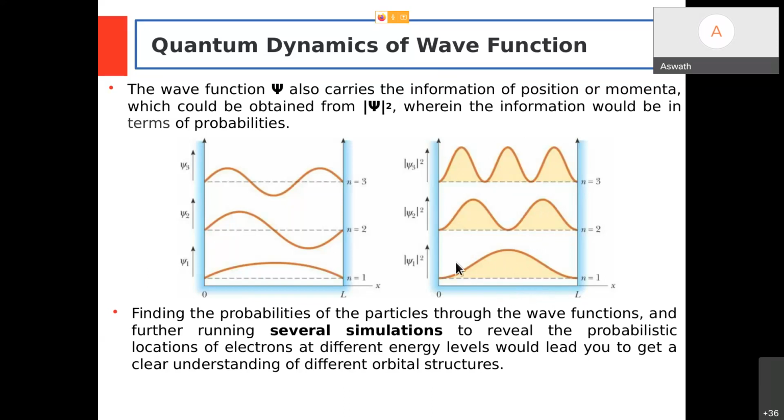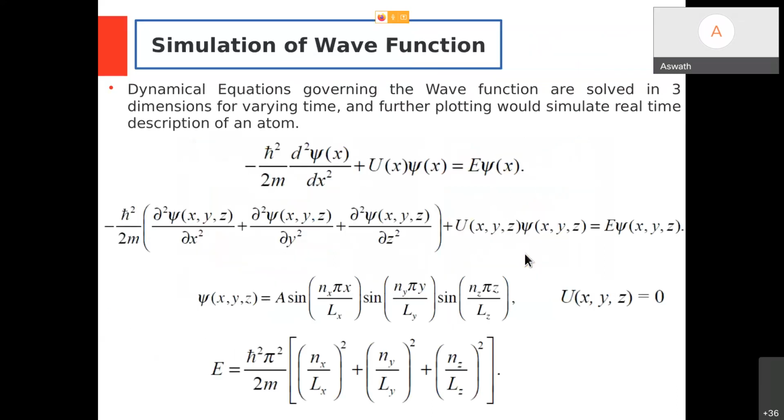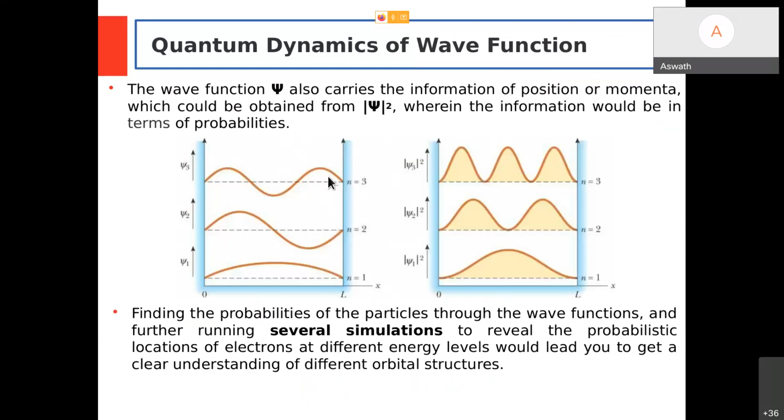So this is for the atom: multiple possible locations for the electron. This is just in 1D. This is a 1D equation, the time-independent Schrodinger equation. If you solve this, you will get this, and if you find the modulus, you will get this.